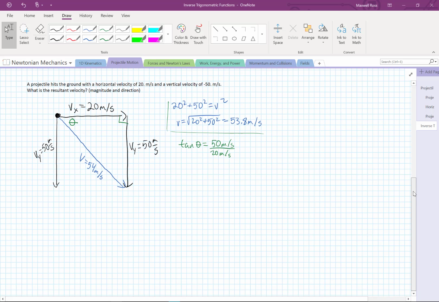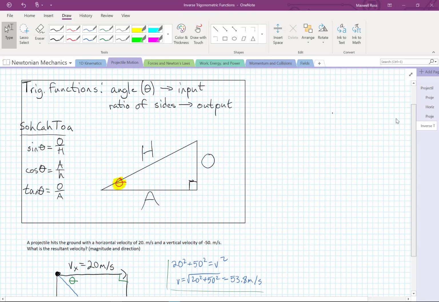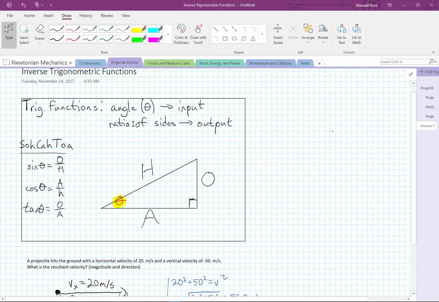So let's take a look at our trig functions. I'm going to scroll up. Remember, our trig functions take an angle as an input and spit out the ratio of sides as an output. We have sine of theta is opposite over hypotenuse, cos of theta is adjacent over hypotenuse, and tan of theta is opposite over adjacent. For any type of function, if we want to reverse the input and output, that's what an inverse function does. It reverses the input and the output. And it turns out there are inverse functions for sine, cosine, and tangent. And we just call them the inverse functions, or we call them the arc functions.